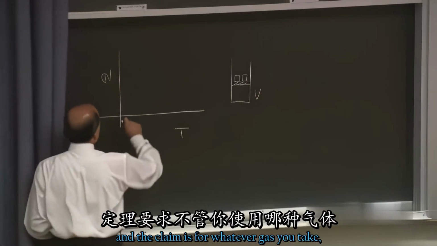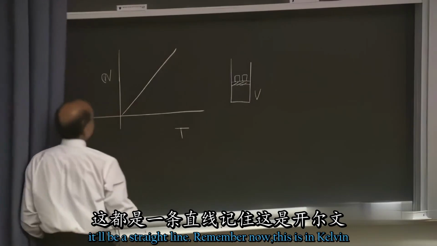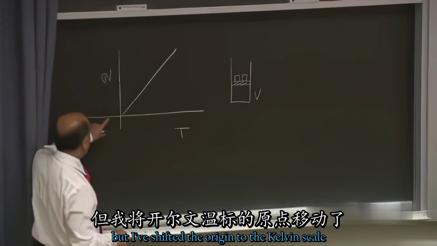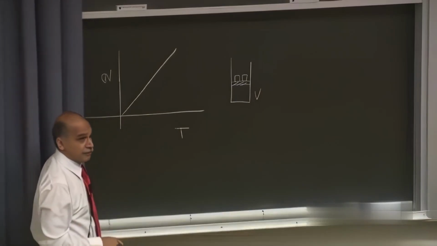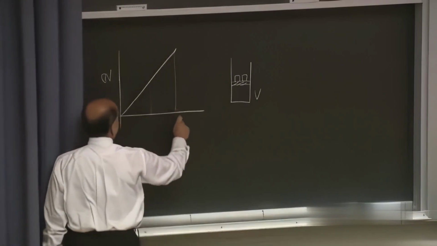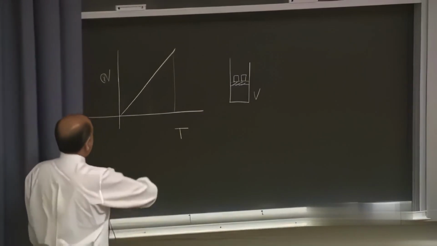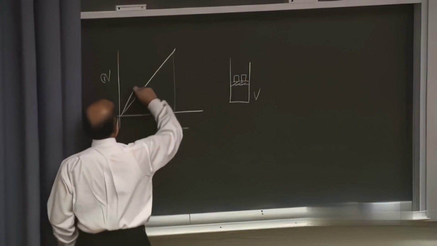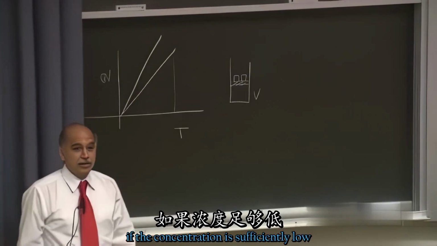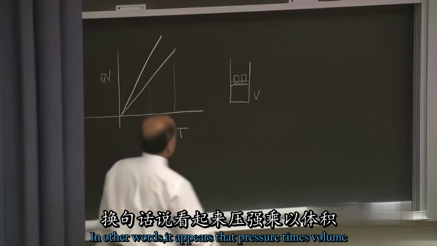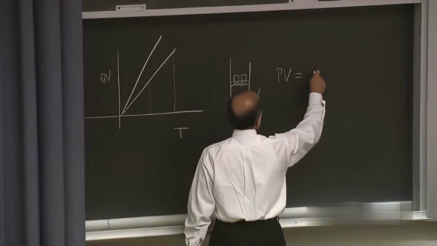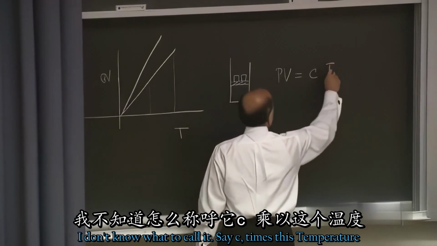and the claim is for whatever gas you take, it'll be a straight line. Remember now, this is in Kelvin. Your centigrade scale is somewhere over here, but I've shifted the origin to the Kelvin scale. So somewhere here will be the boiling point of water, somewhere the freezing point of water. And if you took a different amount of a different gas, you will get some other line. But they will always be straight lines if the concentration is sufficiently low. In other words, it appears that pressure times volume is some constant, I don't know what to call it, say C times this temperature.